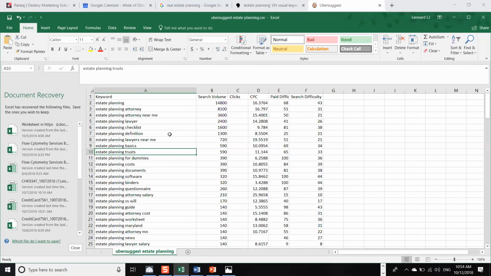Okay. So if you were looking for some estate planning help, then you might want to look at estate planning attorney, estate planning lawyer, estate planning checklist, and so forth. But if you were looking for estate planning in a specific location, then you would look at estate planning Maryland or estate planning attorney MN, which is an abbreviation for Minnesota. You would just target those particular terms. Okay. Yep. Makes sense.